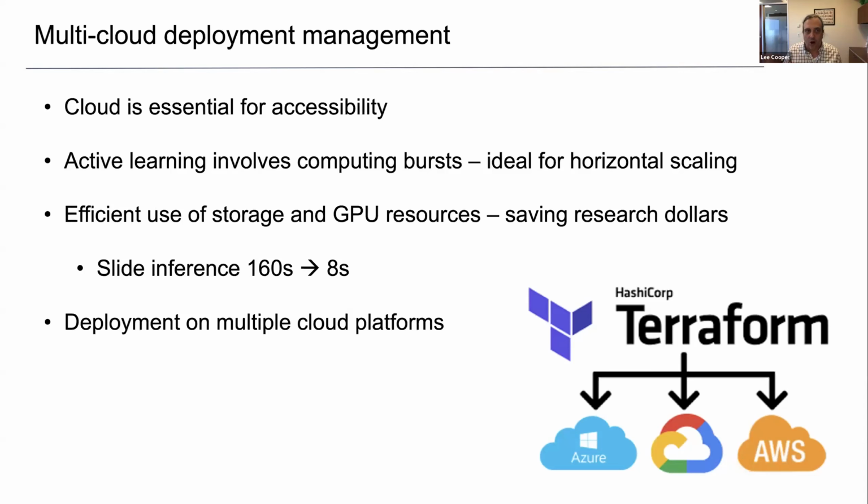We've done a lot of work on trying to efficiently use storage and GPU resources in the cloud, to help people make their research dollars go farther. For example, when we started the project, we really struggled with doing feature extraction on these slides, and we've gotten a significant speed up just by optimizing software and using some of the inference technologies that are available now. Now we're focused on using Terraform, a technology that allows us to not implement this for each cloud provider, but have one cloud implementation that can be mapped to these different cloud providers.